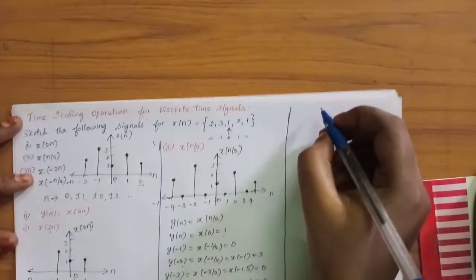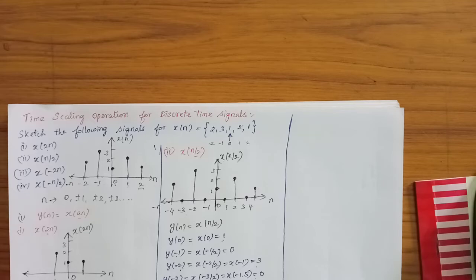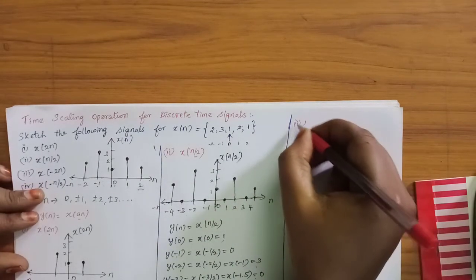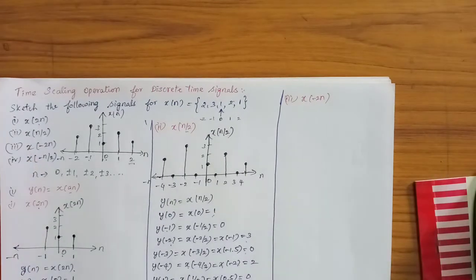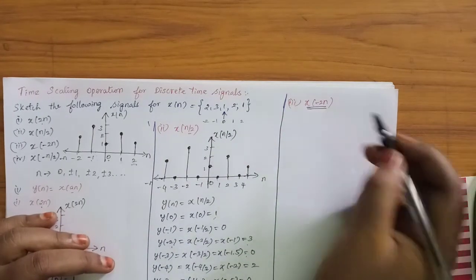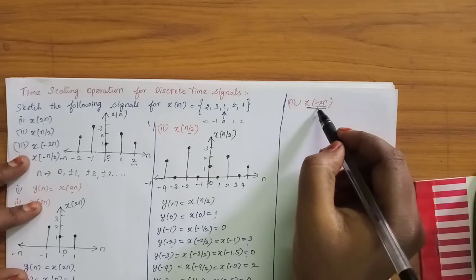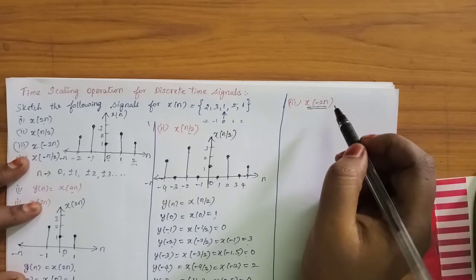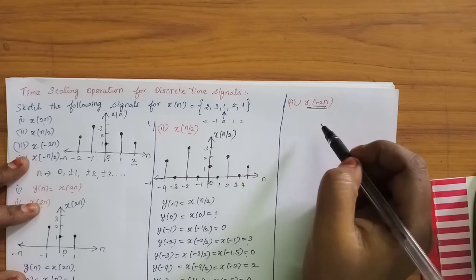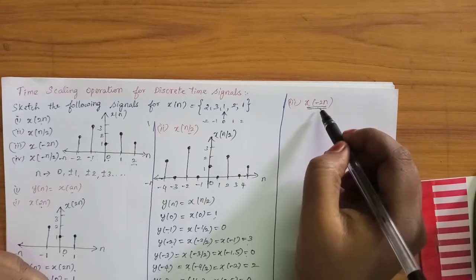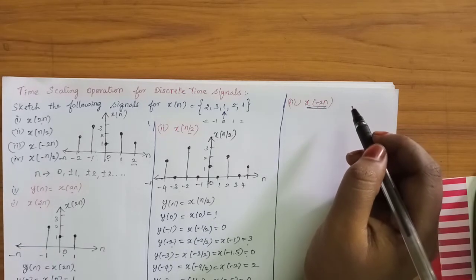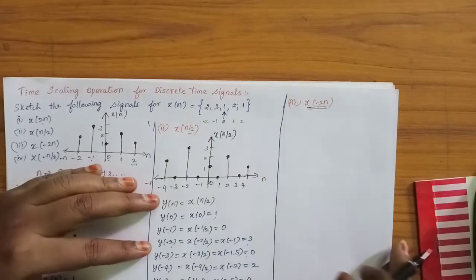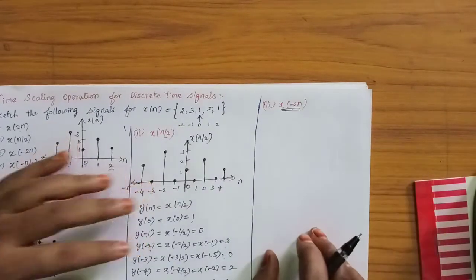x of minus 2n. So as we discussed in the previous class, in this operation we have to perform time reversal as well as time scaling. Okay, so first we need to plot x of minus n. After that we have to divide the limits by 2 in the signal x of minus n, as we did in the continuous time signal. Okay, so first we have to plot x of minus n.